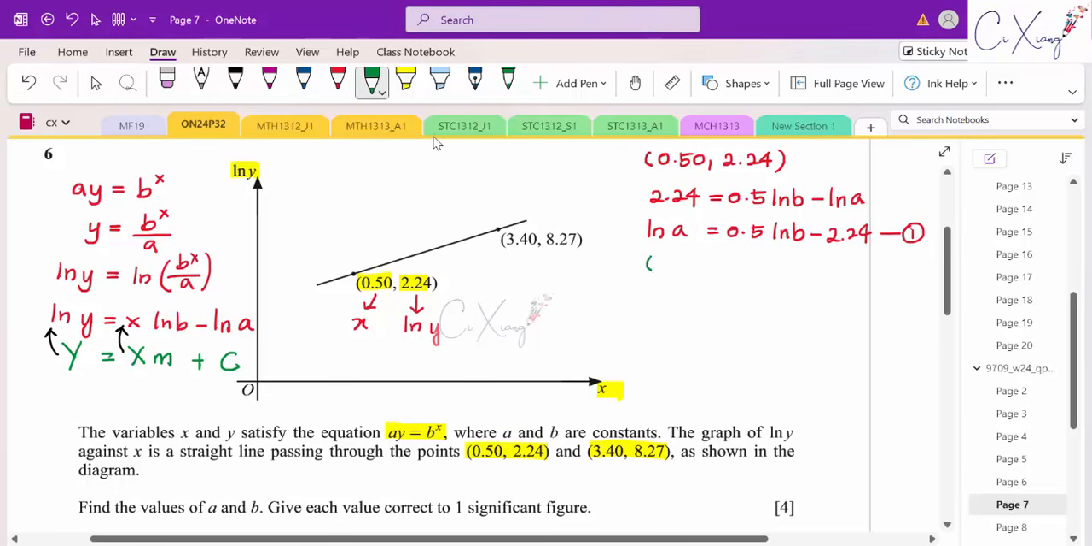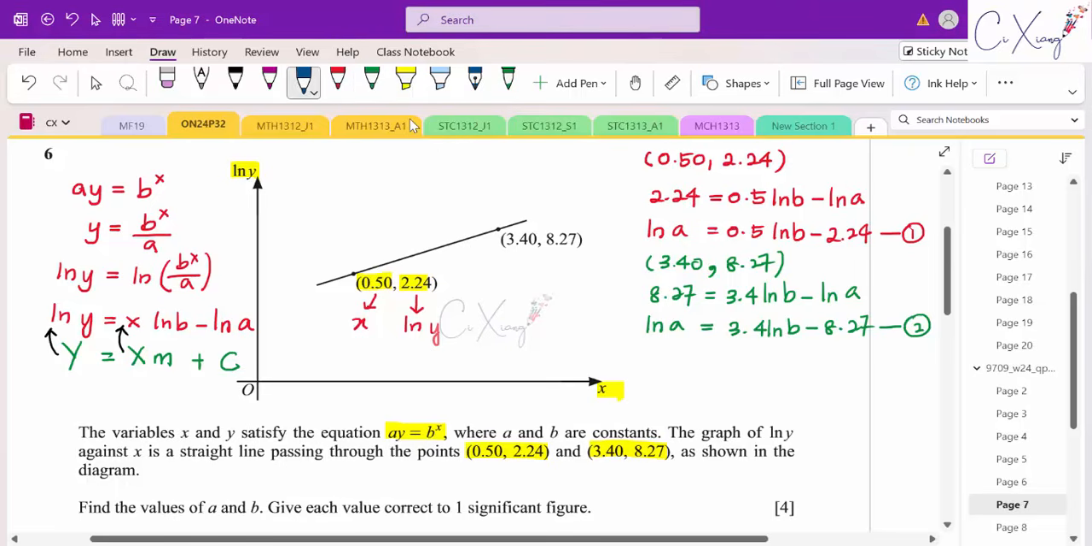And this is my first equation. At the second point, I have 3.40 and also 8.27. Again, 8.27 is the value of ln y. So 8.27 equals x, which is 3.4, times ln b, minus ln a. So from here, you will get your second equation in terms of a and b. Okay, then next, kindly solve the equations simultaneously.